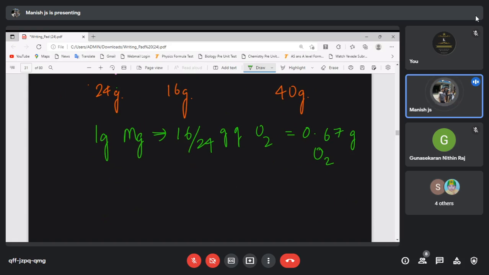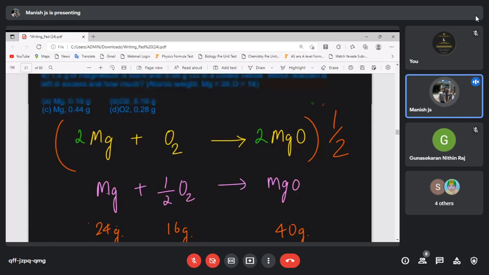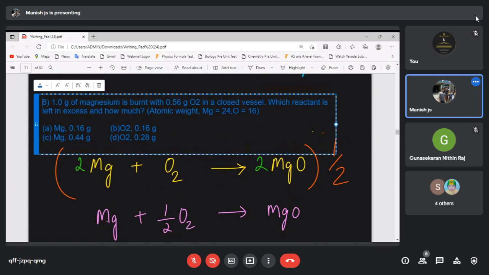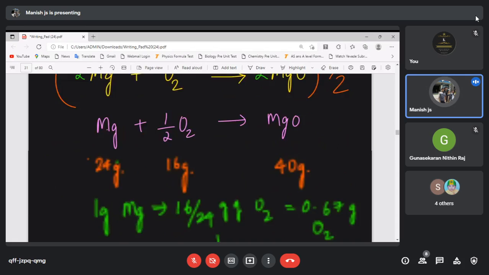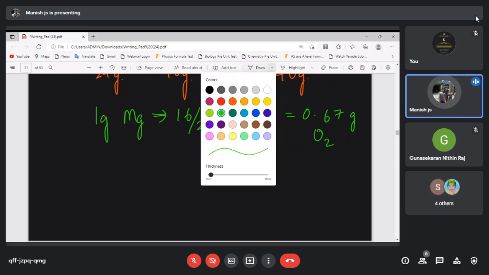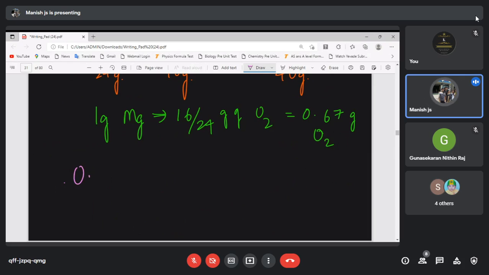But do we have 0.67 grams of oxygen available? Let us check. Are we having that much oxygen? No. See, we have only 0.56 available with us. So that much only is available. Then what will we do? Use ratio and proportion again: 0.56 grams of O2 will react with how much magnesium?